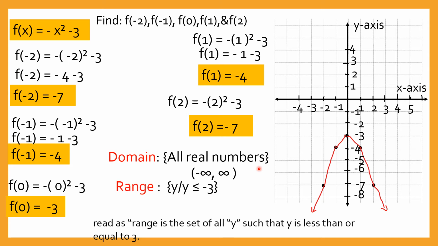And the range, look at this one. The highest value of y is negative 3 and going down. Okay, so the range is the set of all y such that y is less than or equal to negative 3. That's how you write it in set builder notation. But if you write in interval notation, you can write from negative infinity, that is a parenthesis, comma, negative 3, and then a bracket. It means that negative 3 is included. That's why it's a bracket.